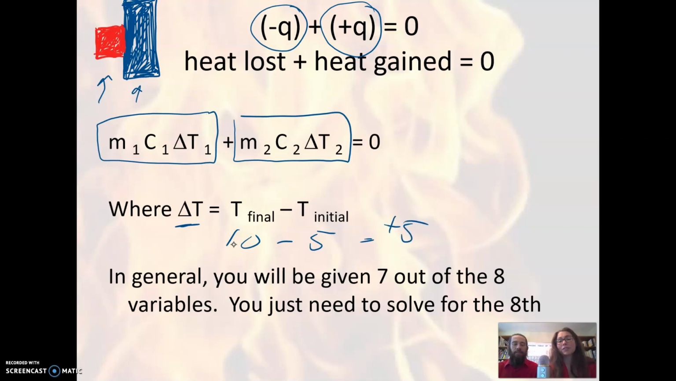There's our positive Q. But if we have the opposite, the other object will be the opposite. So we have one that's positive and one that's negative, one that's gaining energy and one that's losing energy. One thing that's interesting is when you have two objects of different temperature come into contact, they're going to come to thermal equilibrium. So the T final for both of these will be the same number.